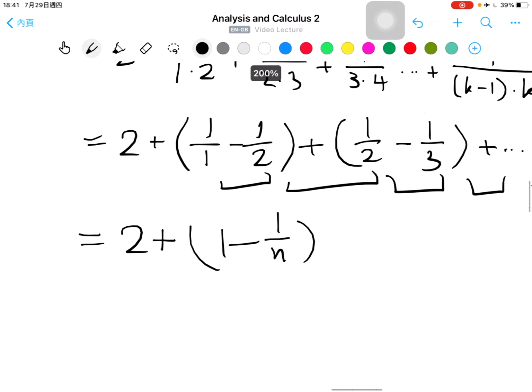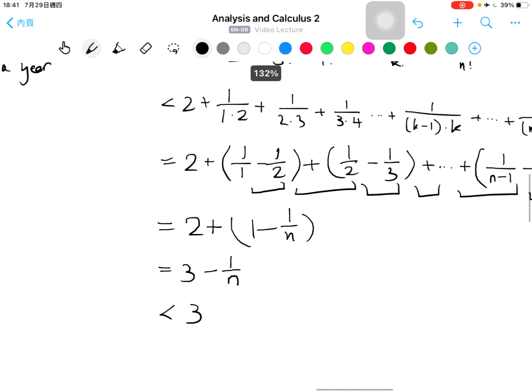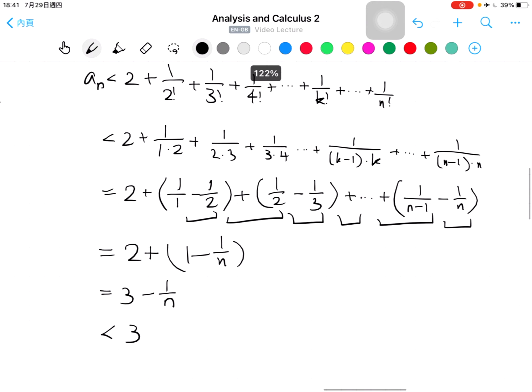So this can be simplified to just 3 minus 1 over n. And we know when we want to find an upper bound, we do not want this n to be disturbing us. So this term is what? 1 over n is a positive number, so 3 minus some positive number is going to be less than 3. Oh hey, we found an upper bound. 3 is an upper bound of a_n.